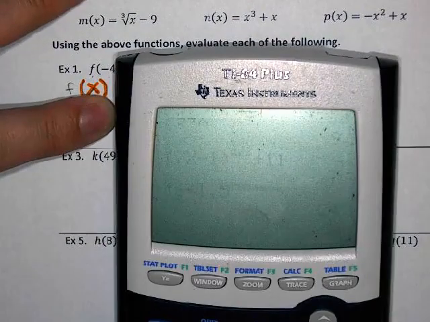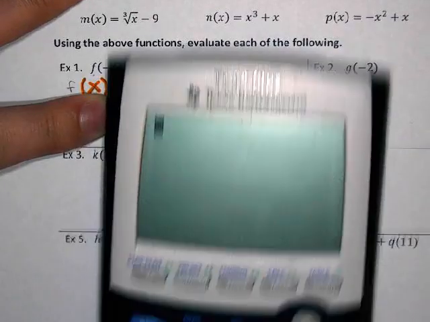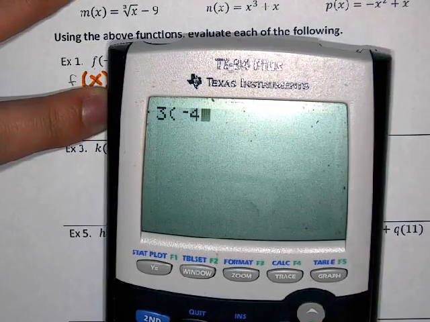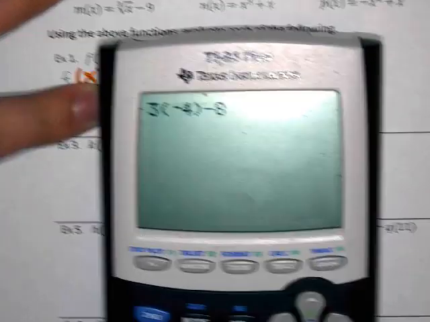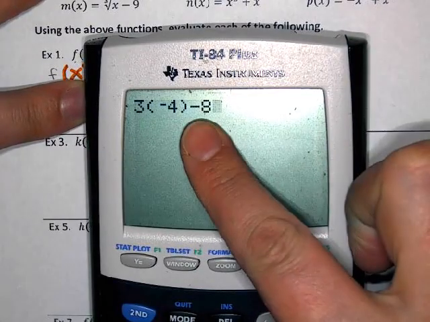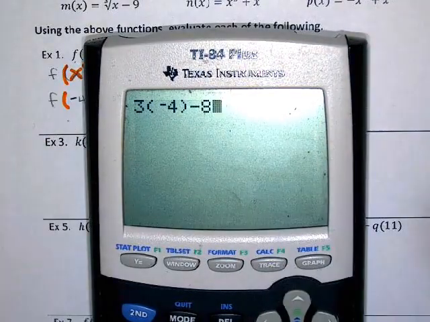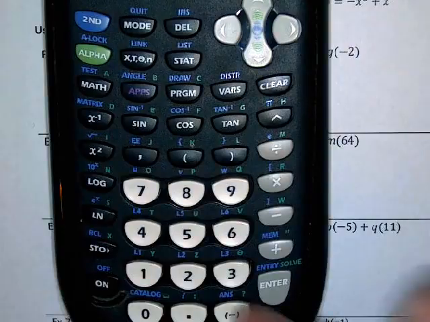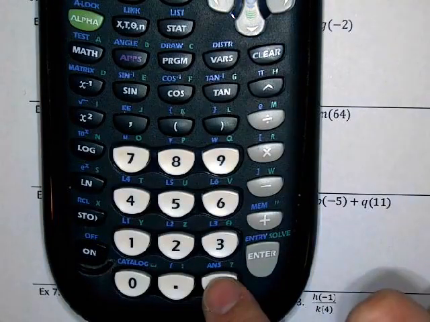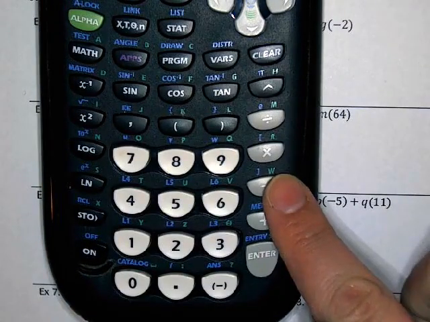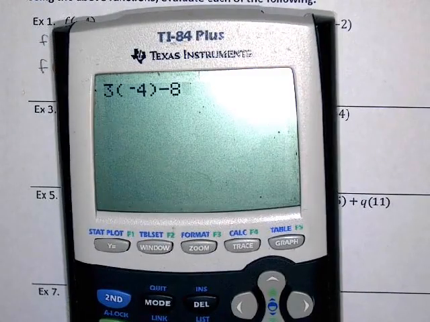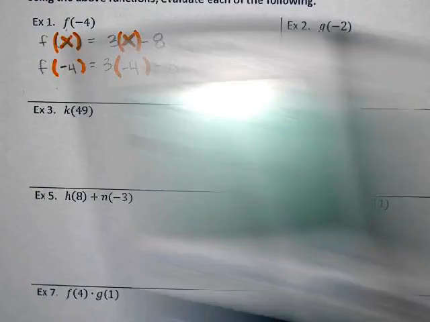So 3 times -4 minus 8. And be careful when you're typing something like this in that you're using the correct buttons. So you notice I said 3 times -4 minus 8. So I had to use both of those buttons on the problem. 3 times -4 minus 8, and that gives me -20.